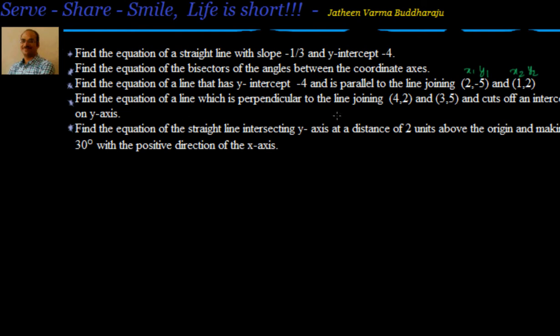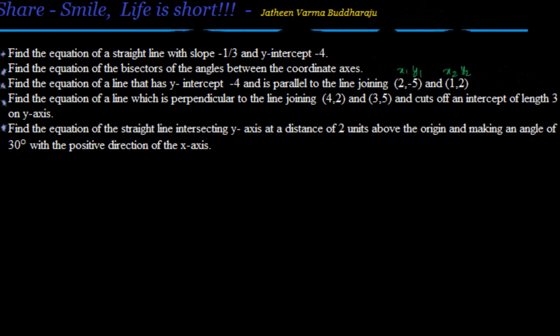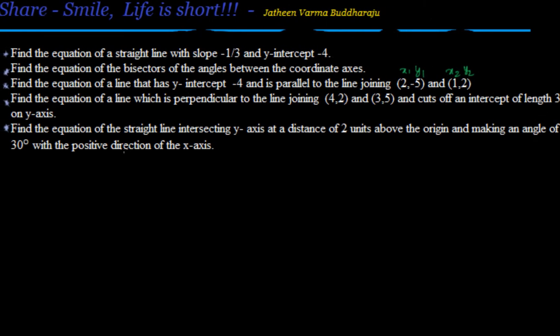Similarly, find the equation of a line which is perpendicular to the line joining (4, 2) and (3, 5) and cuts off an intercept of length 3 on the y-axis. So we know c equal to 3 because it says intercept of length 3 on the y-axis. If I find the slope of the line joining (4, 2) and (3, 5), then the negative reciprocal of that is the slope of the line we are looking for.